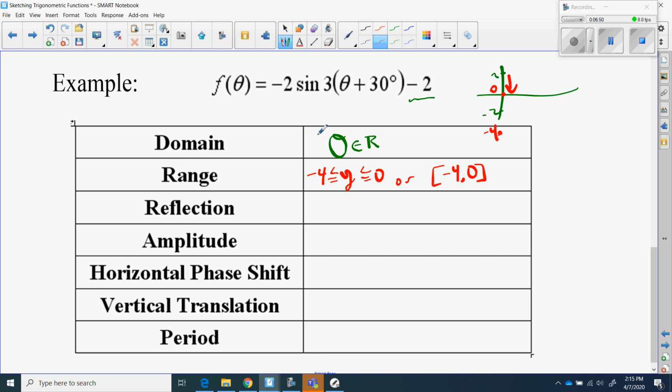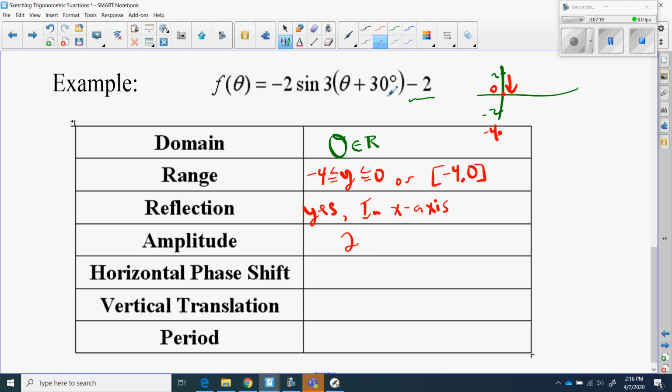All right, reflection. Look here, say yes, there is a reflection, and it is reflected in the x-axis. Amplitude is how far it is from the sinusoidal axis up to the high point or down to the low point. It's always this number right here, ignoring the negative. Amplitude is always positive.